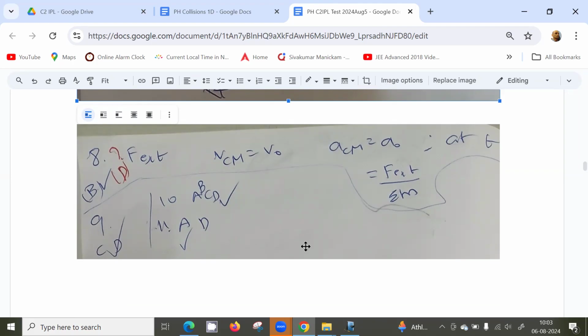In the case of floor, in inelastic collision, kinetic energy won't be conserved, right, sir? Yeah, some heat will be generated. So option D won't come, right, sir?